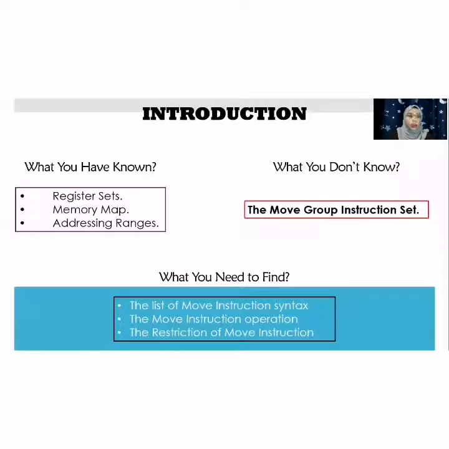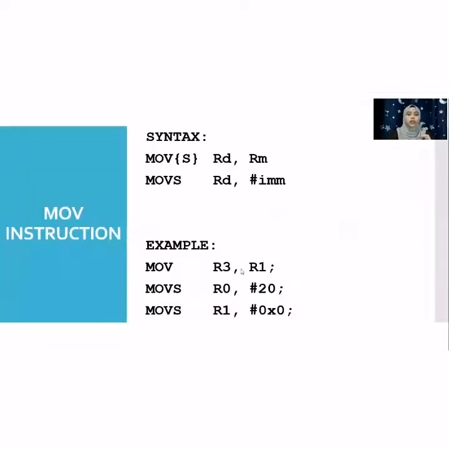Okay, what we have known through our previous lectures in class, we have learned about the register sets, memory map, and the addressing range. What you don't know is the move group instruction set. So we're gonna go over the list of move instruction syntax, the move instruction operation, and the restriction of move instruction. Okay, this is the syntax available to use for the MOV instruction set.